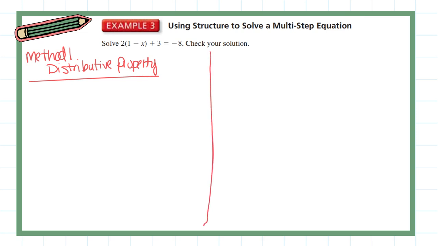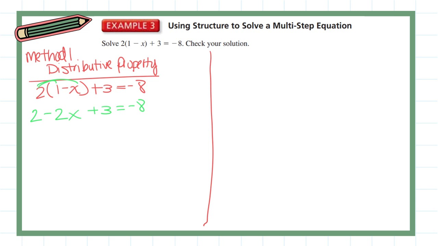So we're going to first write the equation: 2, parentheses, 1 minus x, plus 3 equals negative 8. Now we're going to distribute that 2 to the 1 and to the negative x. So we have 2 times 1 and 2 times negative x, which gives us 2 minus 2x plus 3 equals negative 8.